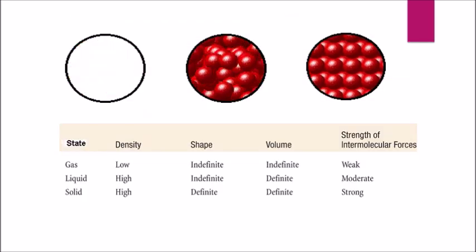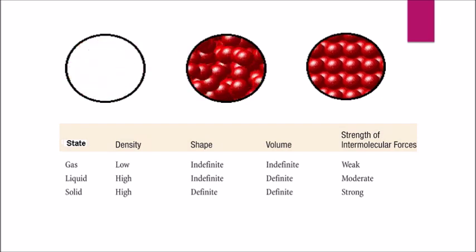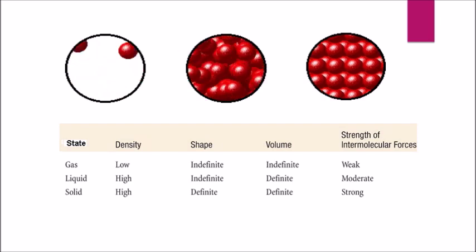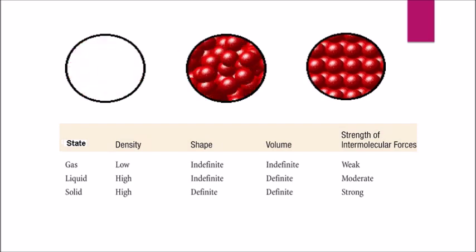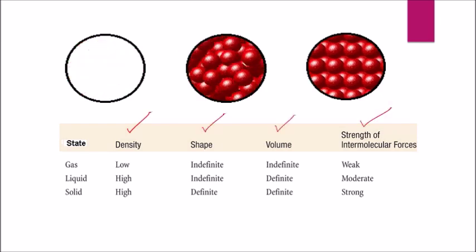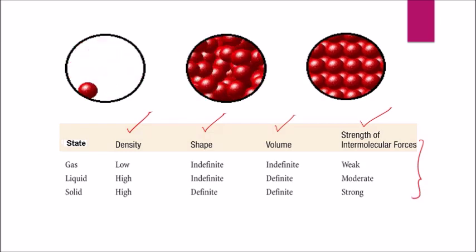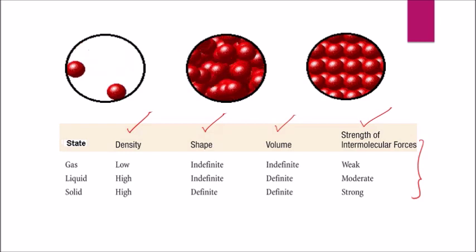So when we talk about the states of matter, for example, solids, liquid, and gases, we need to understand the property of each. In the gases, we can categorize the property according to densities, shape, volume, and strength of intermolecular forces. I guess you have learned about this in your secondary school, so I assume you know this by now.